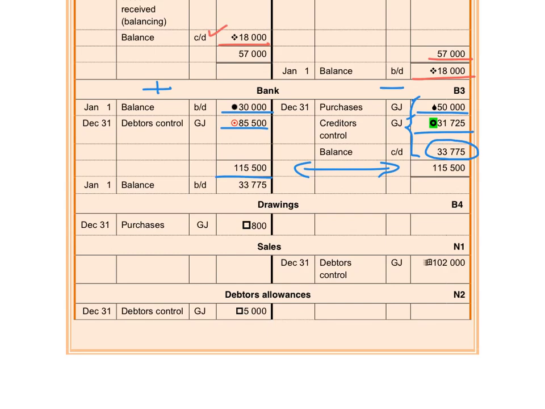The balance will be brought down on the opposite side so that the next financial year will start with a balance of 33,775 in the bank account.